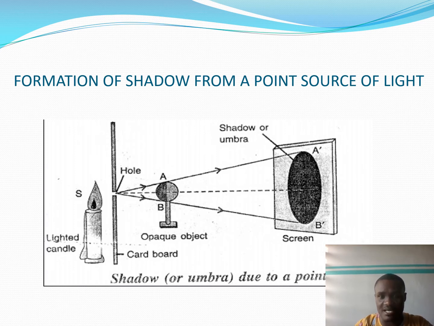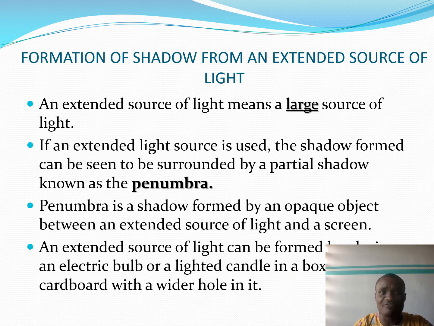Let's go to the next slide. Let's look at formation of shadow from an extended source of light. When we say extended source of light, we mean a large source of light. For example, a light in your room is extended because it extends to see every part of the room. Now, if an extended light source is used, the shadow formed can be seen to be surrounded by a partial shadow, which is known as penumbra.